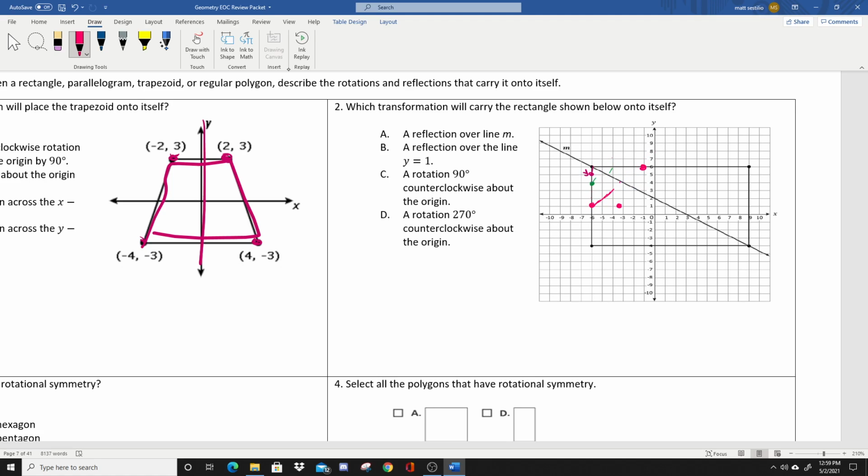So it's not reflecting over line M. The only way that that would work is essentially if this were like a perfect square. Then we might be working out, but we got a rectangle. It's not going to work out.